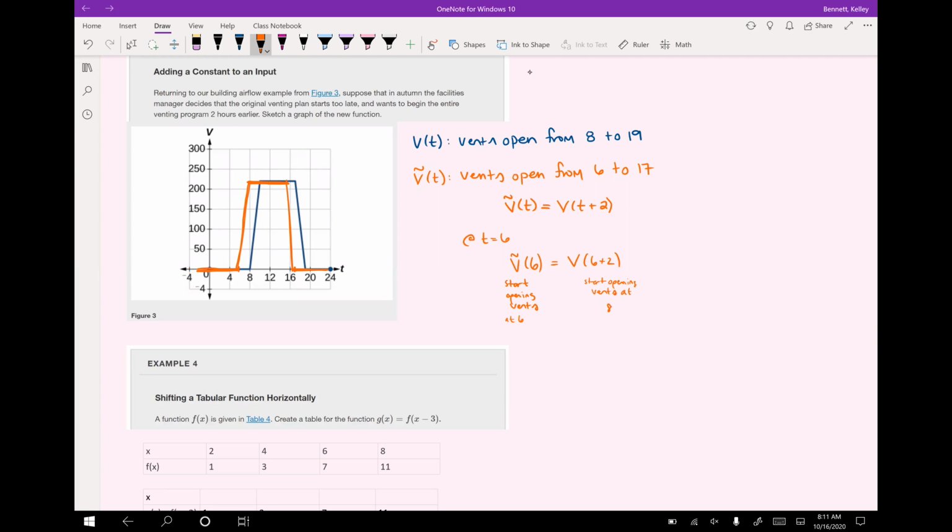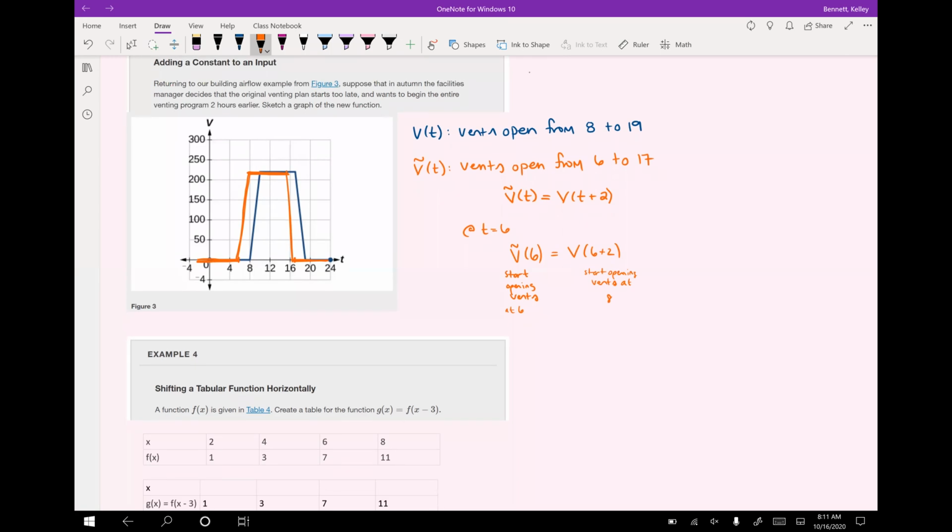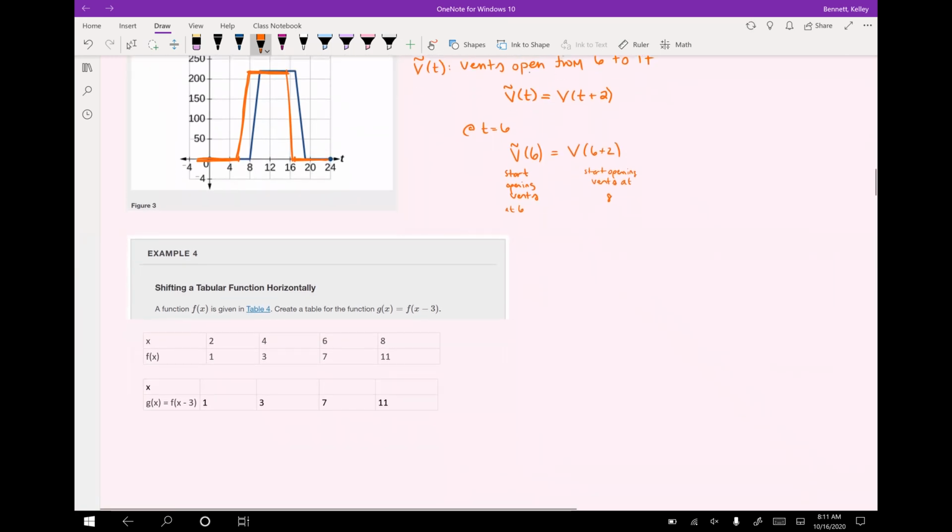Right, so again, regular V is the blue line. So starting at 8 corresponds to starting at 6 for V tilde. All right, so we can also do this for a table. So here we have x and f of x, and we want to shift according to g of x equals f of x minus 3.